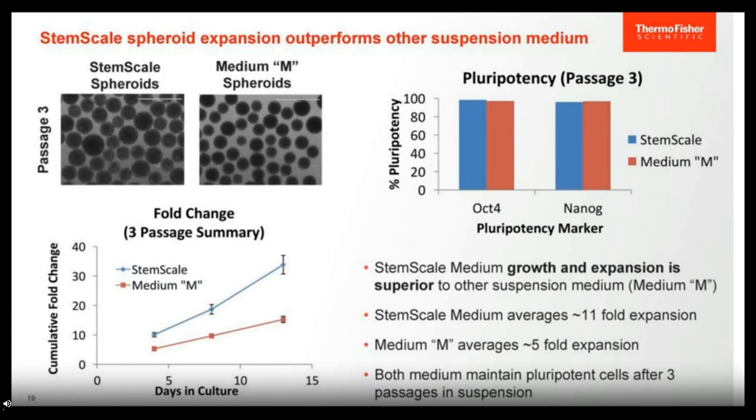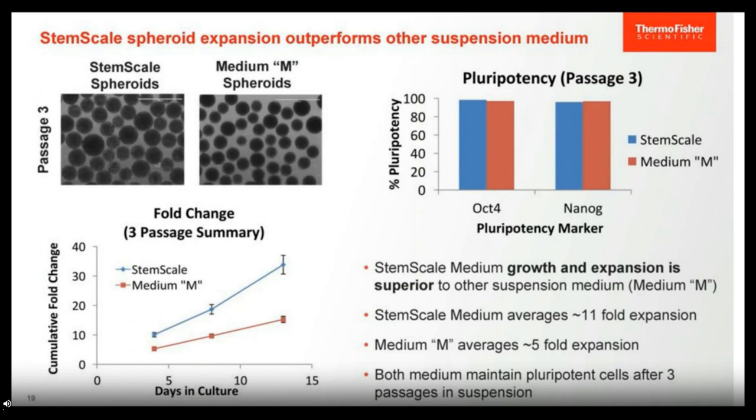So on this slide, I'd like to show how StemScale performs compared to some other media that are currently available that are marketed as suspension culture media. We evaluated our StemScale media against another type of media, and you see the cells on the upper left. Our StemScale spheroids tend to be larger than the spheroids obtained from the other medium. And when you look at the resulting fold change over 3 consecutive passages, we see that for our Gibco episomal iPSCs, we're averaging approximately 11-fold expansion per passage, whereas using the other medium, our Gibcos will only average approximately 5-fold expansion per passage.